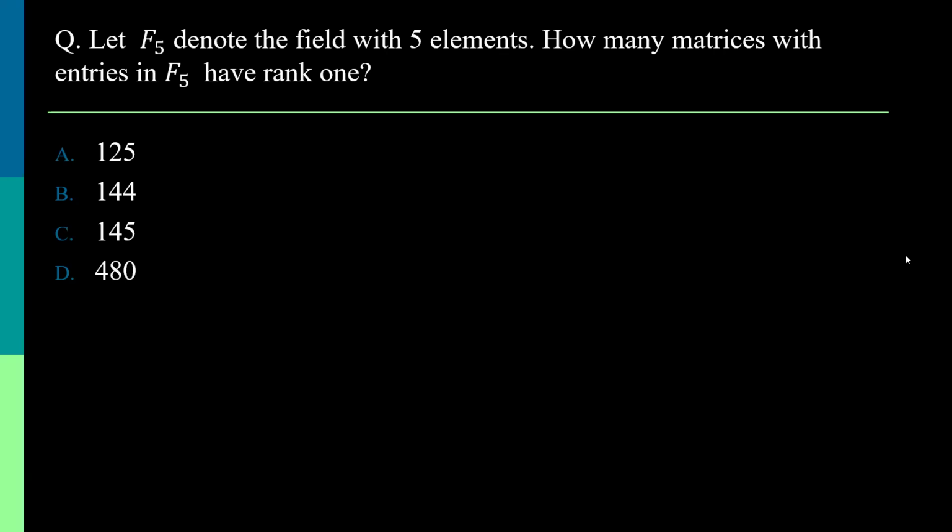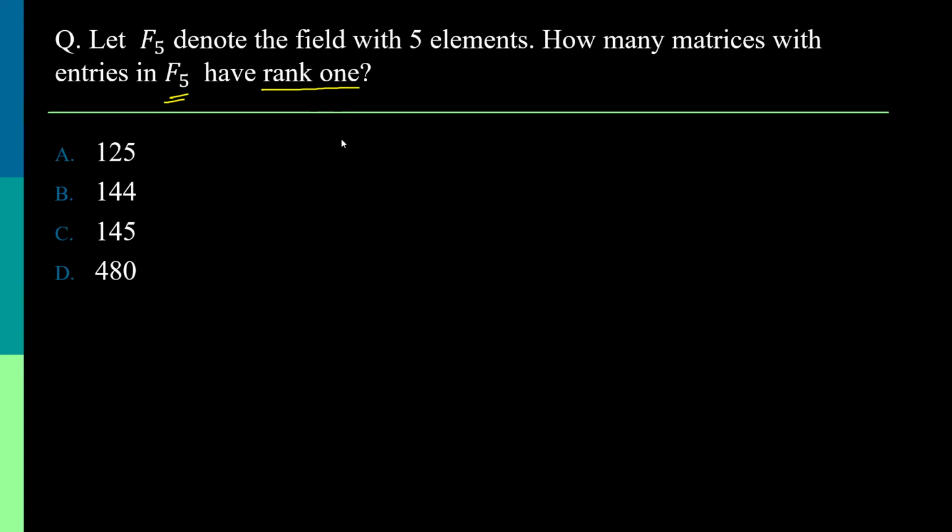So hello everyone. One more question from the PYQ of NAT Mathematics based on linear algebra. Now what it is saying: let F5 denote the field with 5 elements. Then how many matrices with entries in F5 will have rank 1? So the question is asking about the number of matrices whose rank is 1.